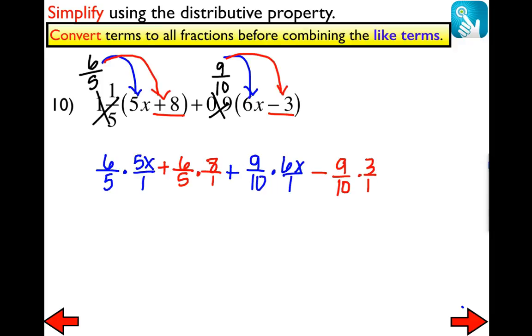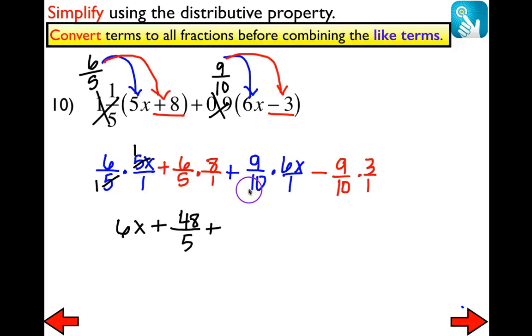Now we're going to just look over everything to make sure we can cross cancel if possible. Here the 5's can cross cancel, leaving me with 6x. Here you can't cross cancel anything, so you're just going to leave it as a fraction and multiply it across. 48 over 5. Now here we're going to add.